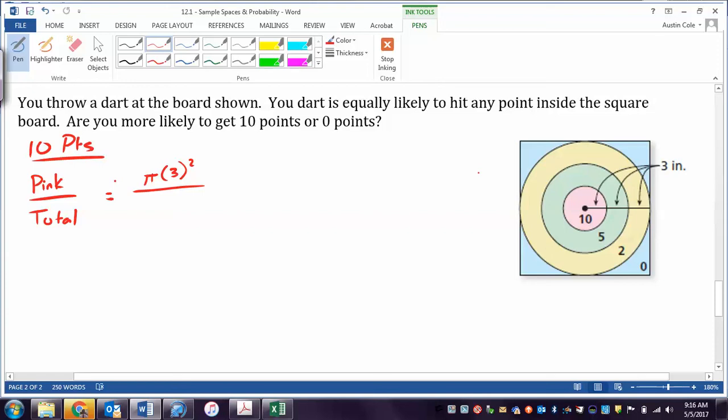Now, the total is this rectangle, or square I should say. What are the dimensions of this square? 6 by 6. 9 by 9? 18 by 18. Would you guys make up your mind? 18 by 18. So this is 3. That's 3. Well, that's only the radius. On the other side, that's 3, that's 3. So it's actually 18 by 18.